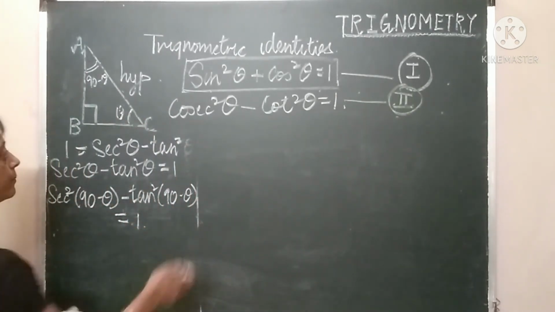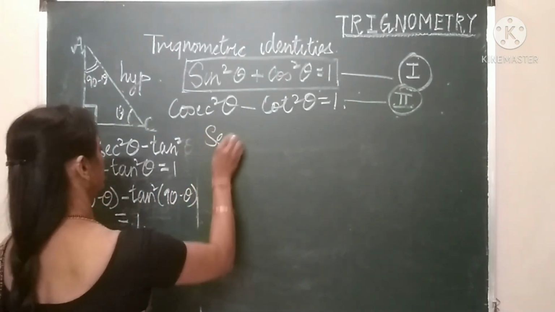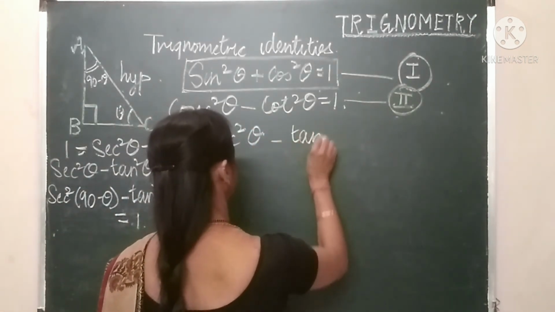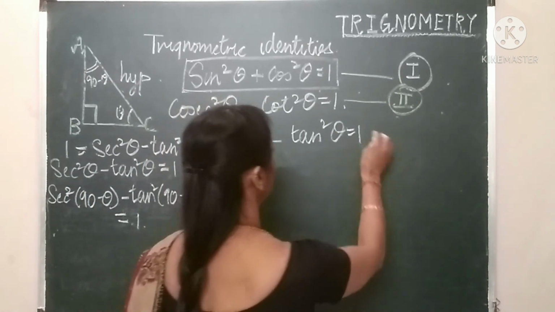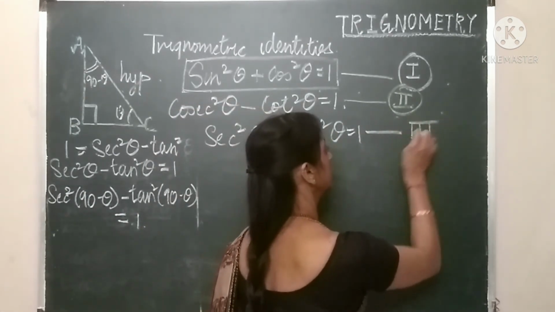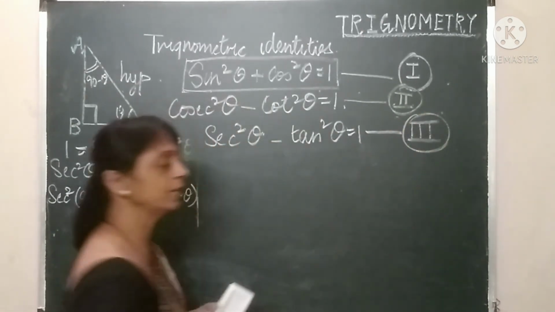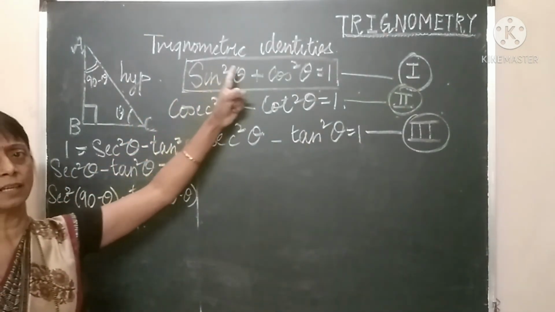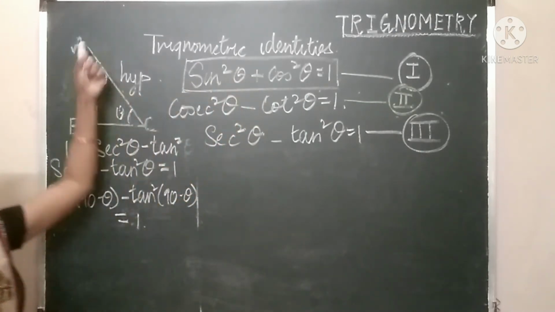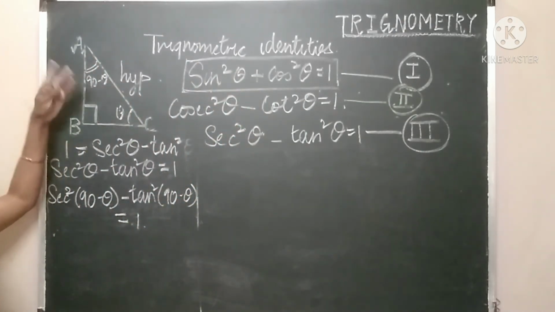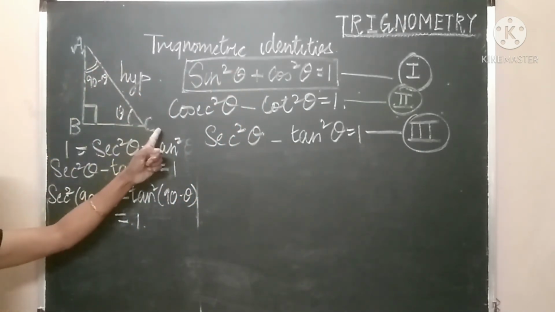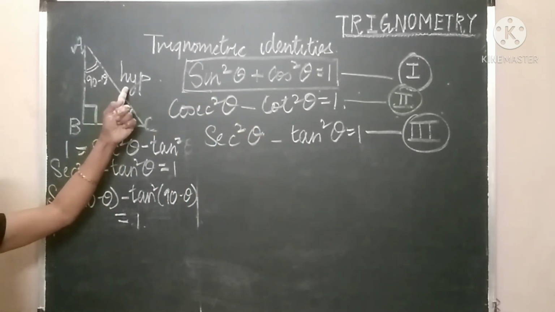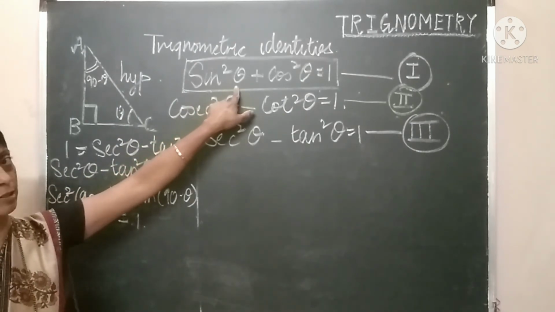So it was sec square theta minus tan square theta is equal to 1. This is the third trigonometric identity. So it was very easy, children. How did we get the first trigonometric identity? We applied Pythagoras theorem, AB square plus BC square is equal to AC square. Dividing the whole Pythagoras equation by AC square, we get the first trigonometric identity.